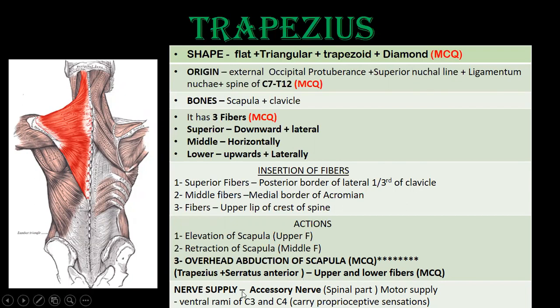Nerve supply is the accessory nerve. Which part of the accessory nerve? It is the spinal part, which provides the motor supply. And the ventral rami of C3 and C4 carry proprioceptive sensation. But the most important point we need to learn is that the nerve supply is by the accessory nerve. So wherever you get the accessory nerve, just mark it trapezius.